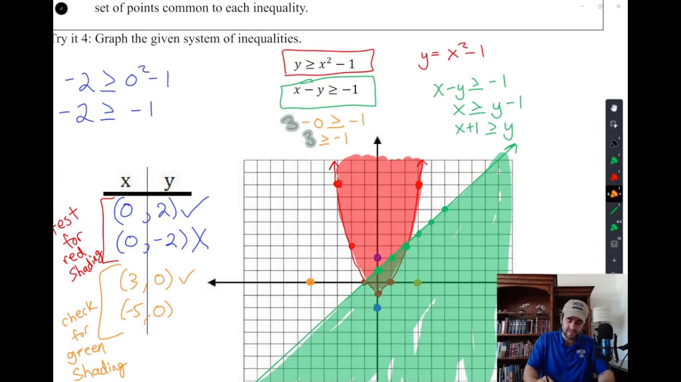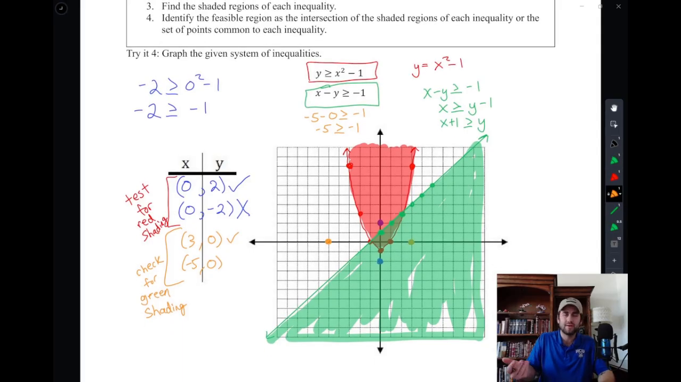So I'm going to erase this and do it right underneath it. There's a -5 for the x. So -5 minus 0 is greater than or equal to -1. So that's the statement. -5 is greater than or equal to -1. And is that true? -5 is greater than -1? It's not. And so we're not going to shade that region.